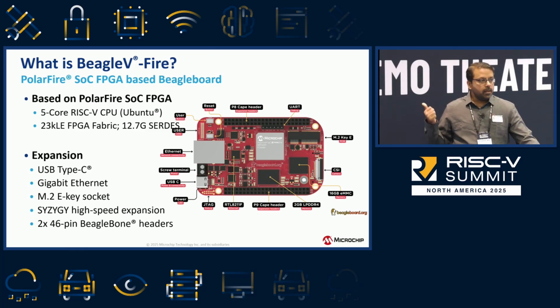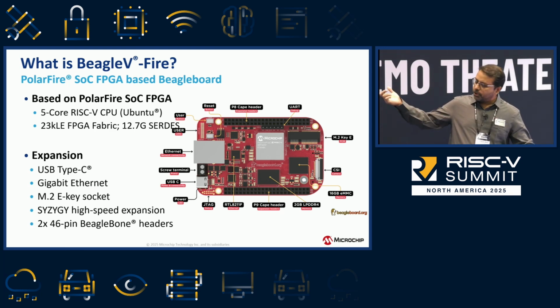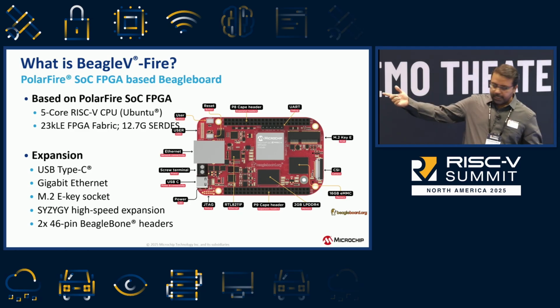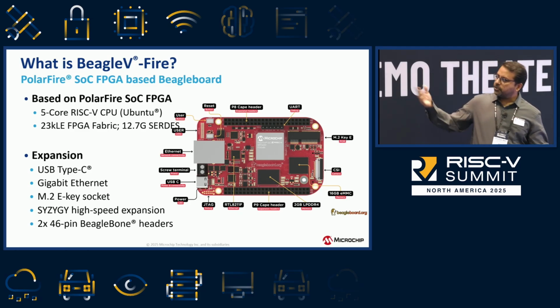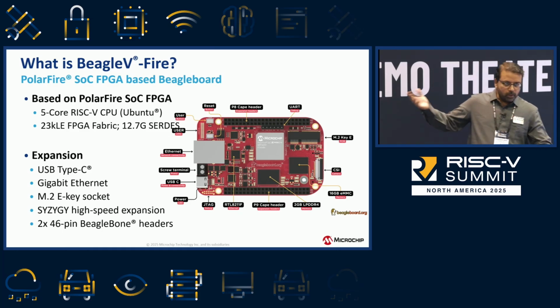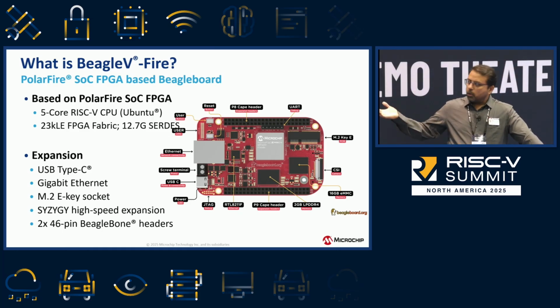But this SoC FPGA also has an FPGA fabric attached to it. The chip that's used on this board has 23,000 logic elements of FPGA fabric, and it has transceivers that go up to 12.7 gig, okay? And BeagleBoard used this chip to build this board called BeagleV Fire.